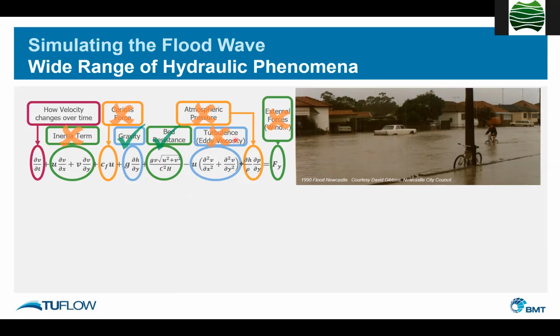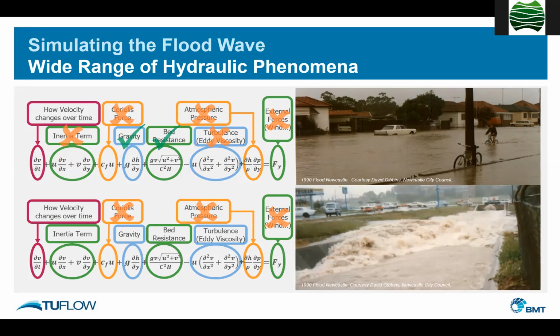Those inertia and eddy viscosity terms will be very, very small because there's no variation of velocity within space. The bottom one, however, is a different story. You definitely still need gravity and bed resistance. But you wouldn't be able to solve the flow in that sort of complex flow environment if you didn't have inertia, and also if you didn't have a representation for subgrid scale turbulence. So what you need is very dependent on the flow regimes that you're experiencing.